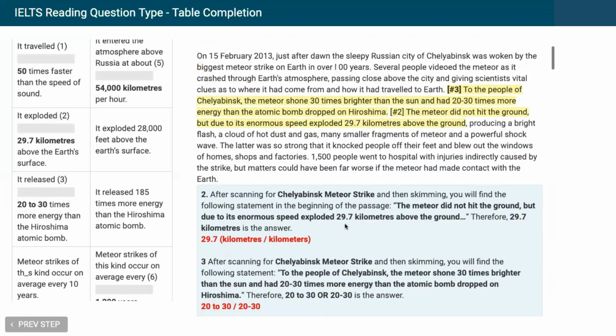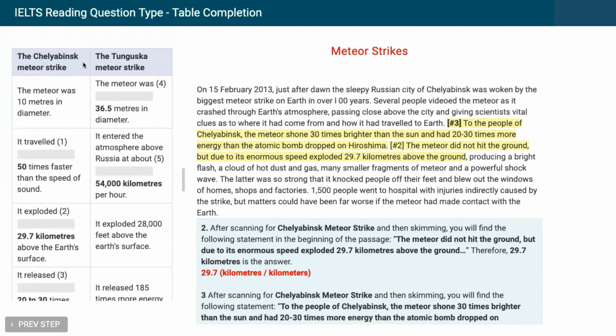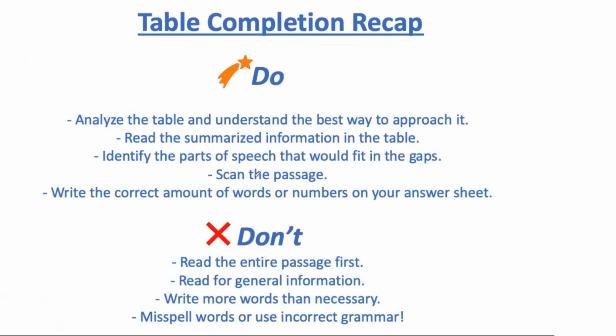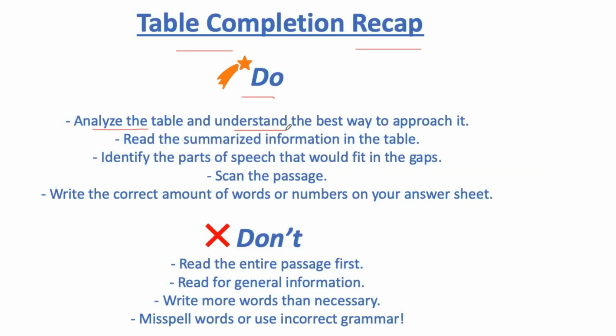All right, excellent job. This passage had us going back and forth, and in the end, scanning for these two meteor strikes and the information in our table brought us to the right answers. Good job. All right, let's just wrap up here with our table completion recap. So things to do. You want to analyze the table and understand the best way to approach it. So we took some time beforehand and we looked at the two different columns, the fact that 3 pieces of information would be required for each type of meteor. And this really helped us organize ourselves and really approach the passage with a determined mindset.